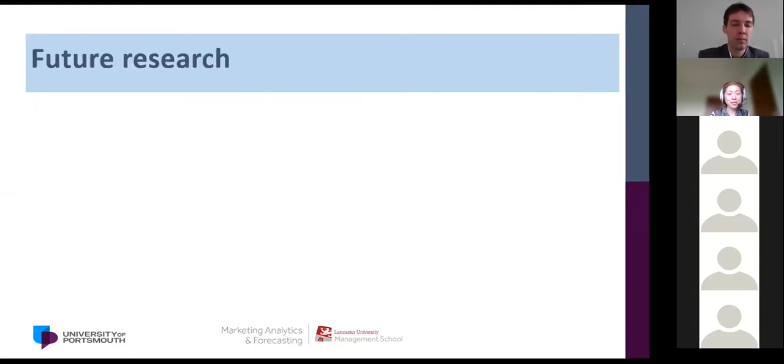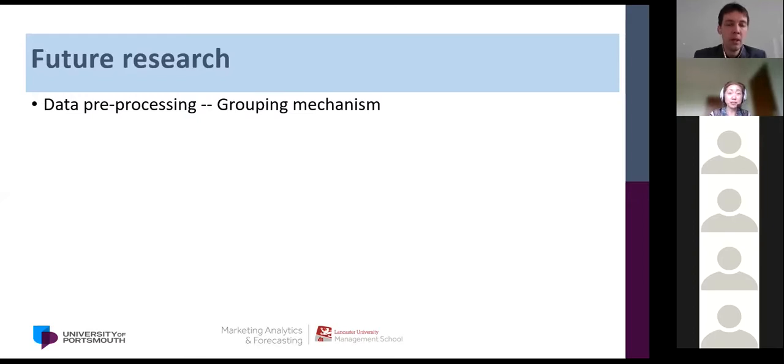So where does that leave us in terms of future research? The different ways that we can look at. So for example, in our current paper, we take the natural groups as given, but it doesn't necessarily mean that that's the best way. So one potential further avenue is to look at grouping mechanisms, maybe using some sort of clustering analysis to put items into homogeneous groups.